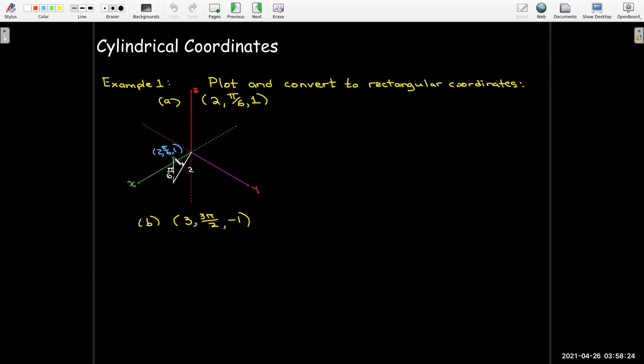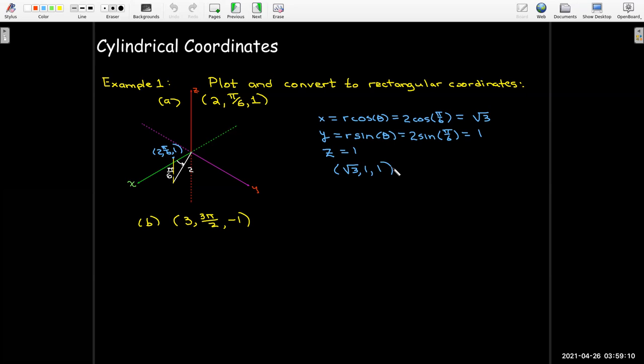And that gives us the point (2, pi over 6, 1). Now to convert this to rectangular coordinates, I'm just going to use x equals r cosine theta. R is 2, cosine of pi over 6 is root 3 over 2, so that product is root 3. For y, we'll just use r sine theta. Sine of pi over 6 is a half, twice times a half equals 1. We already have z equals 1. So in rectangular coordinates, the point is going to be (radical 3, 1, 1).